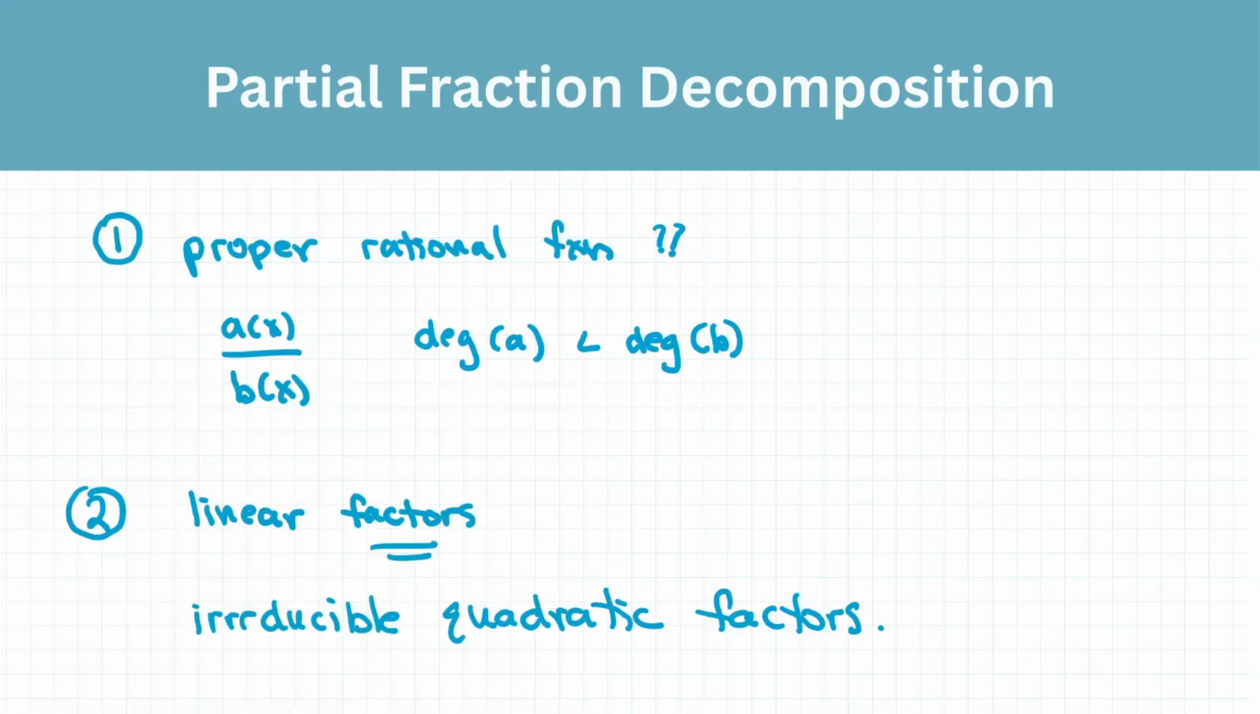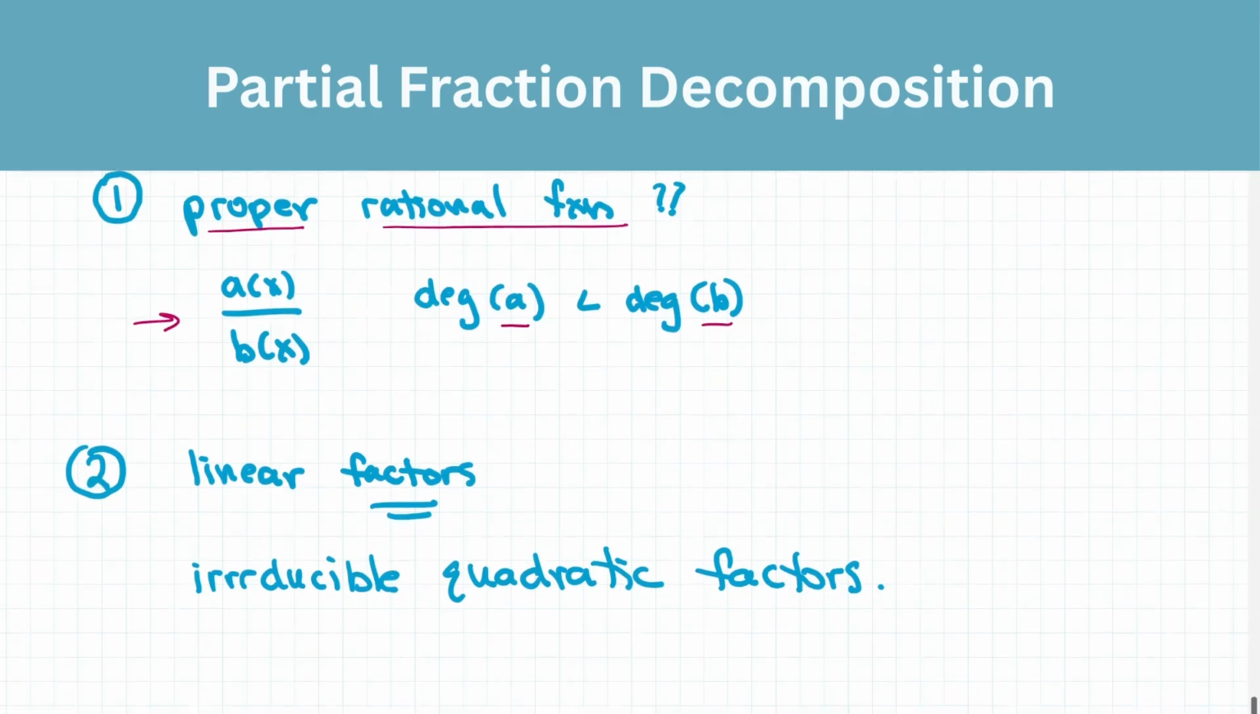So when we're considering rational functions and we want to use partial fraction decomposition, we have to first make sure that these two criteria are met. First of all, it needs to be a proper rational function. Well, what is a proper rational function? Say we have some rational function that's a division of some polynomial a divided by b. In order for it to be proper, the degree of a has to be less than the degree of b.